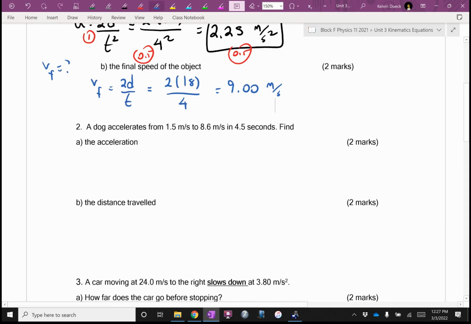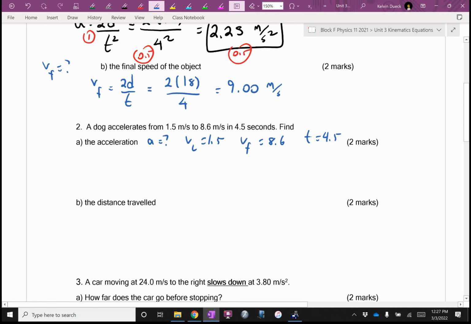Acceleration, okay. a equals question mark. It looks like Vi is 1.5. It looks like Vf is 8.6. And it looks like t is 4.5.